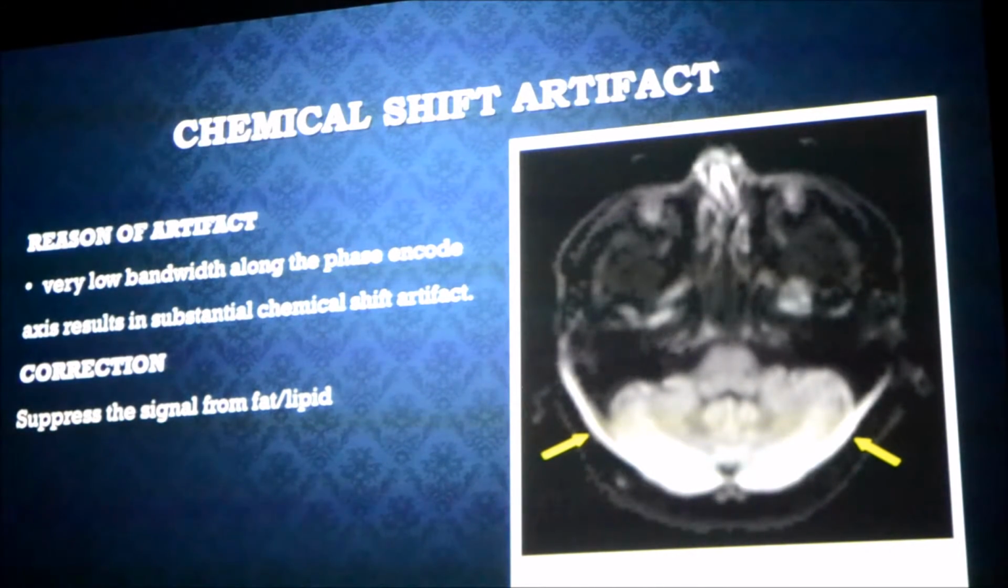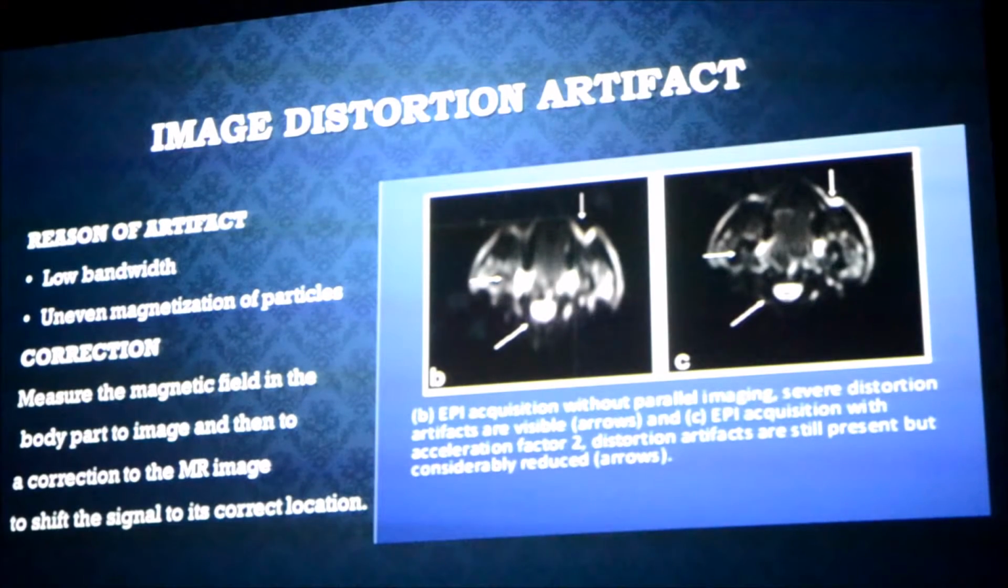We have various techniques to suppress the signal of fat from our MRI images. To correct the image distortion artifact, we have to measure the magnetic field of the body part we want to image, and then correct the MRI images to shift the signal to its correct location by using simple calculations.